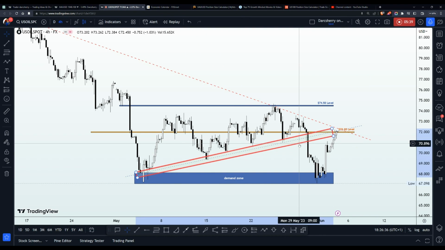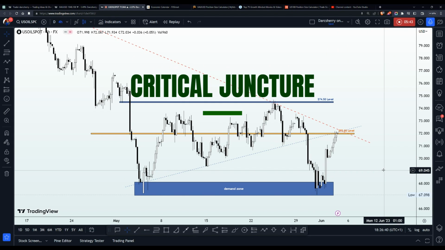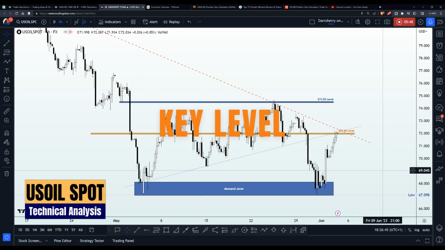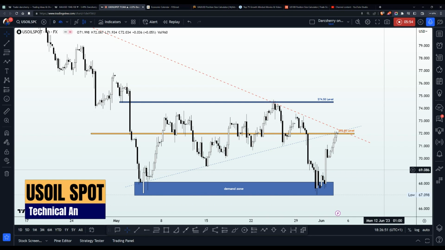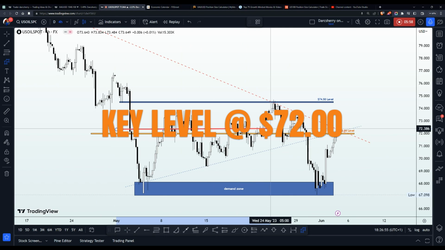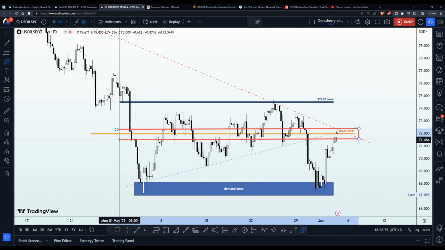So at this point, you will agree with me that we are at a critical point, and in order to position ourselves ahead of the new week, I have been able to identify a key level which we are going to be using to guide our trading activity for this week. And this key level here is situated along the $72 level, which also has been a major determinant of price action throughout the month of May.